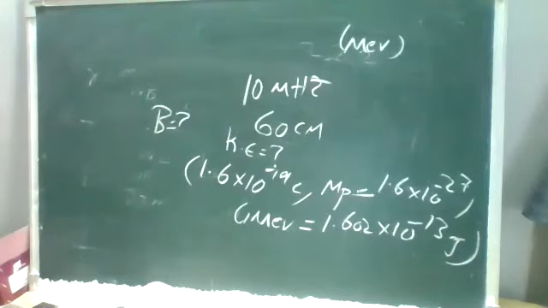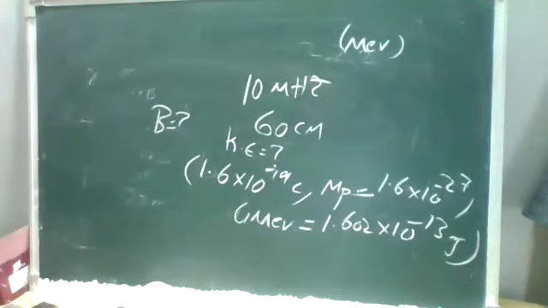Sir, repeat the question, sir. Yes, ma'am, I'll repeat. A cyclotron's oscillator frequency is 10 megahertz. What should be the operating magnetic field for accelerating the proton? If the radius of the dee is 60 centimeters, what is the kinetic energy of the proton beam produced by the accelerator? And they have given these values.